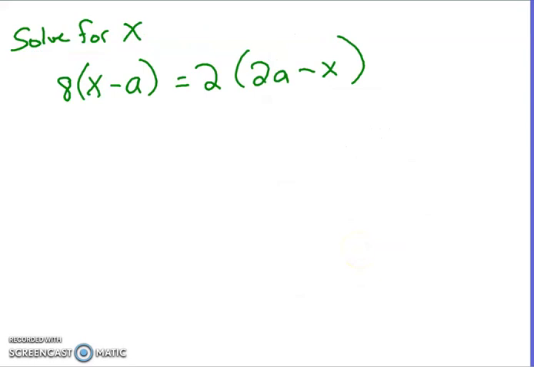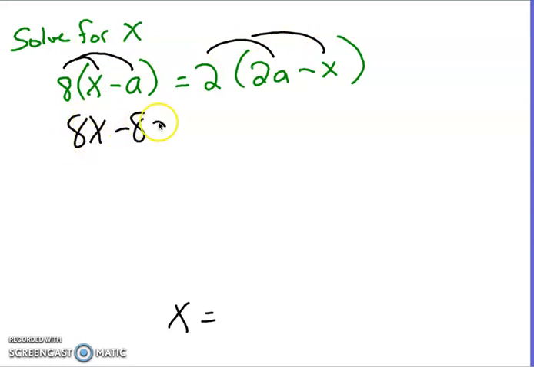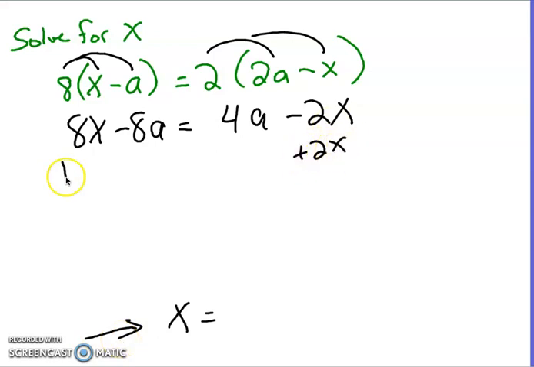All right, one last problem. Solve for x. So I basically want x by itself. First thing I'm going to do is use the distributive property. So here I get 8x minus 8a. Here I get 4a minus 2x. And then I'm going to bring all my x's to one side. I'm just going to bring it to the left side. So I'm going to add 2x to both sides.